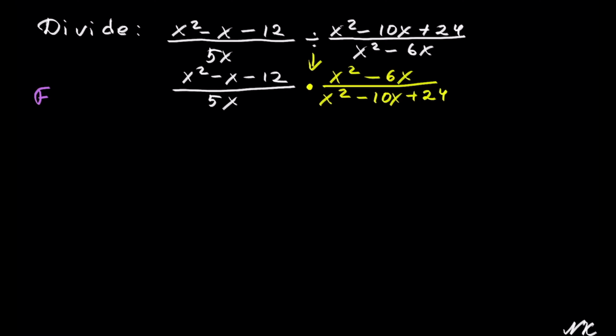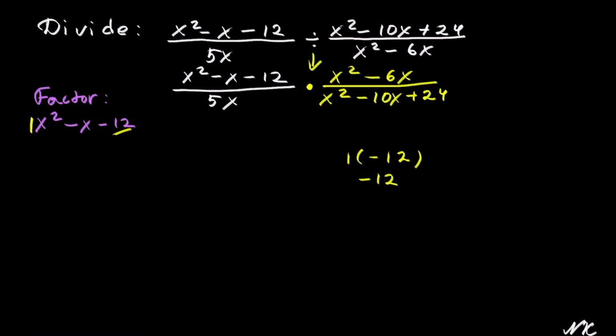Now we factor each numerator and denominator. Let's begin by factoring x squared minus x minus 12. We begin by multiplying the leading coefficient, which is 1, times the last number, which is negative 12. And we get 1 times negative 12. The product is negative 12.